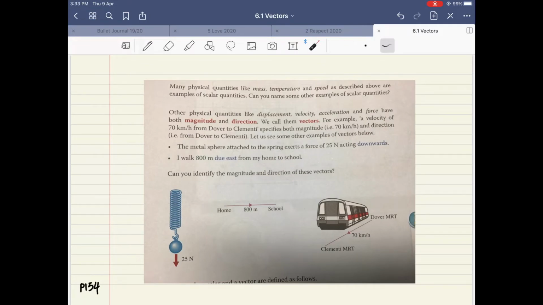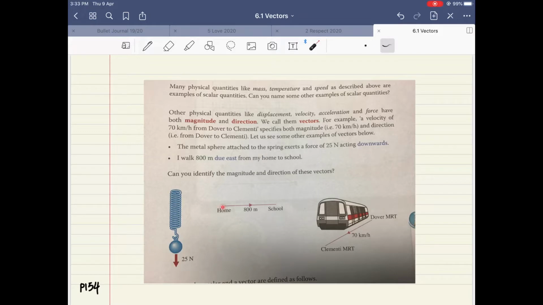However, if we look at other quantities like displacement, velocity and acceleration, and also force as well, they have both something known as magnitude and direction as well. So we call them vectors. For example, in the first example, the metal sphere attached to the spring exerts a force of 25 newtons, and the force has a direction, and the force is acting downwards down here.